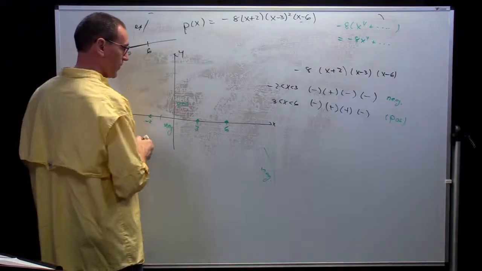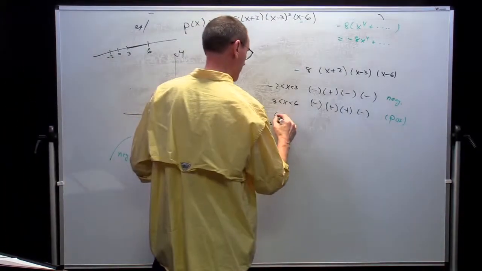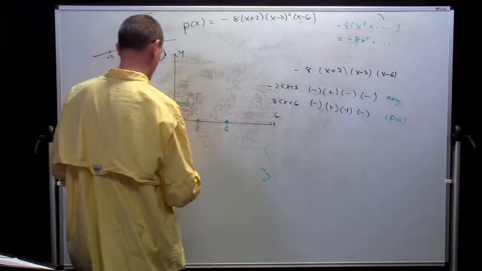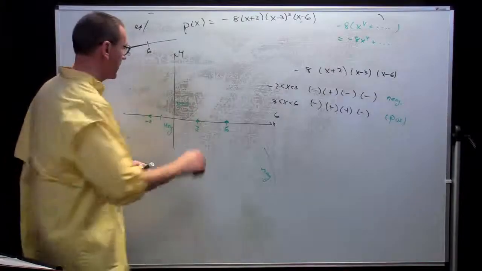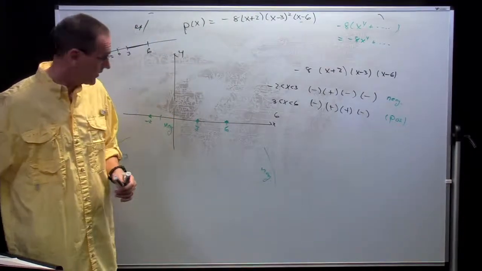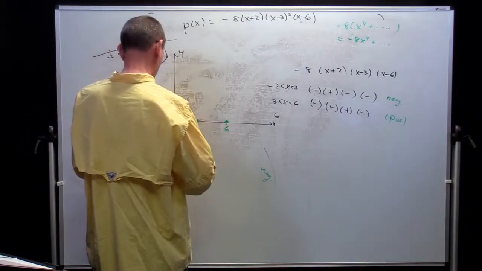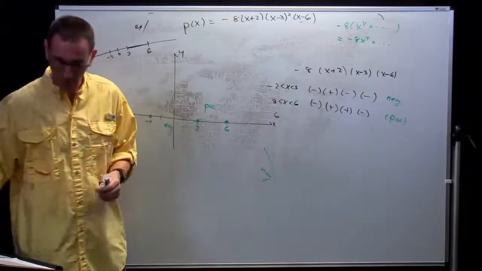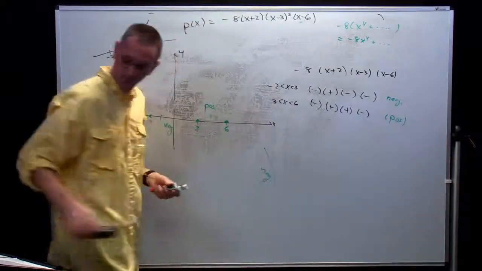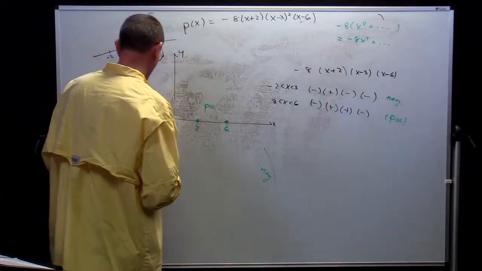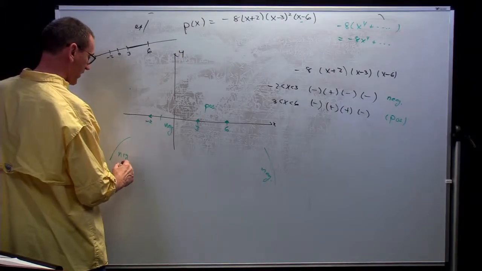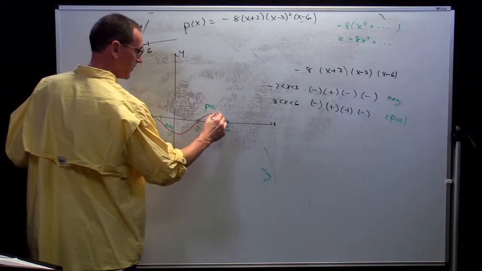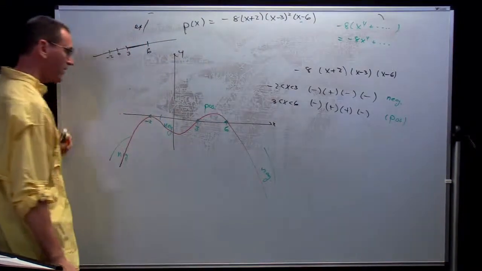And the last interval I have to worry about is from 3 to 6. Oops, sorry, I just did that. I put that in the wrong spot, sorry. So what do I have? This is going to be positive here. Sorry about that. Okay. So now for my function, it's going to come down here, it's going to be negative, it's going to stay negative, it's going to be positive, and then go negative.